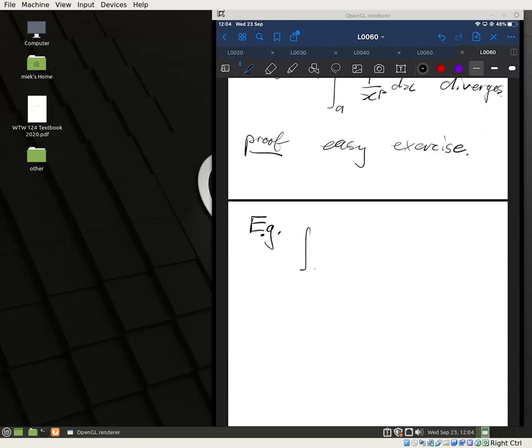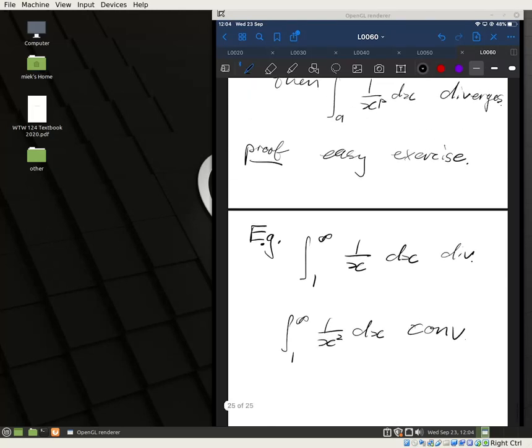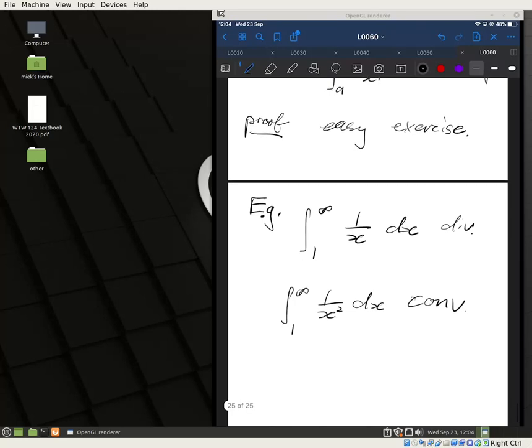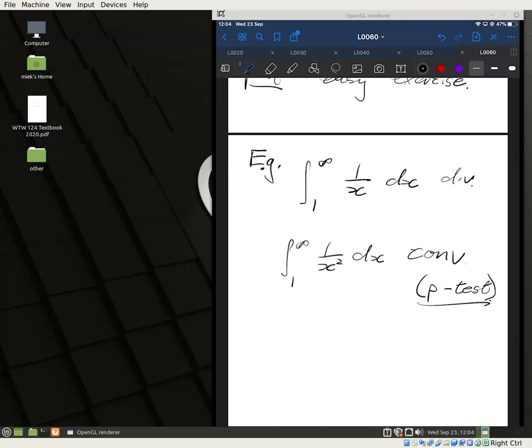So, for example, the integral from 1 to infinity of 1 over x dx diverges, and the integral from 1 to infinity of 1 over x squared dx converges. Where does this come from? You can either work out these integrals by hand, those are easy integrals to work out, but this is a general principle which follows from the p-test.